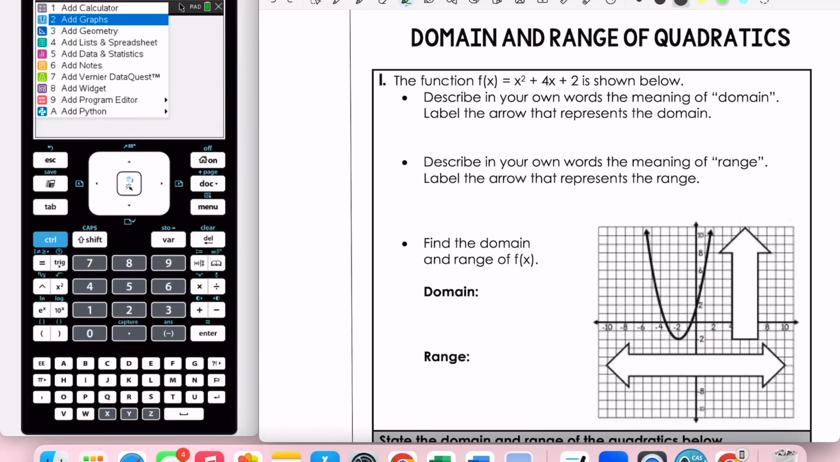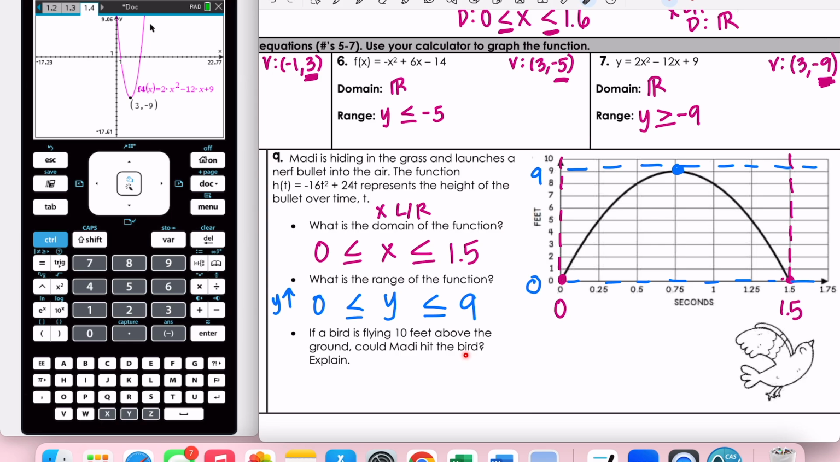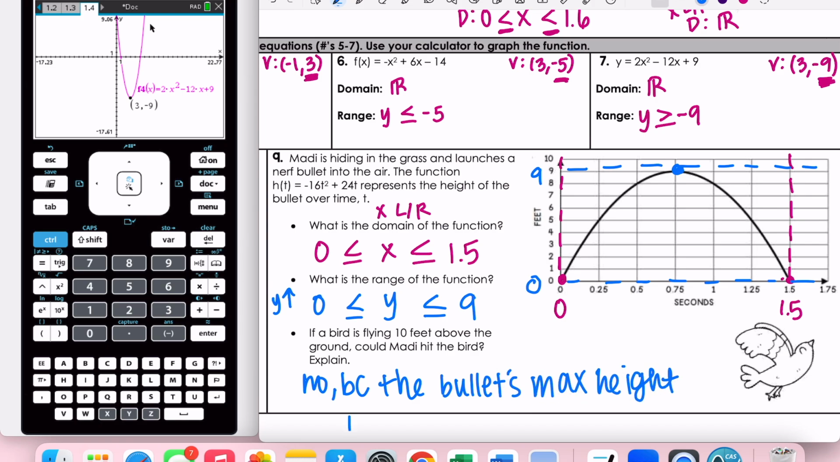Okay, lastly, if a bird is flying 10 feet above the ground, could Maddie hit the bird? Okay, so remember, this Nerf bullet, its maximum height is 9 feet. If the bird is flying at 10 feet, the bullet will never hit the bird because, again, its max height is 9 feet. So we're going to go ahead and say no because the bullet's max height is 9 feet.